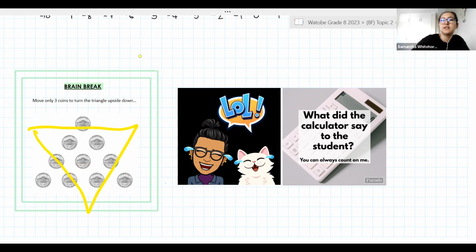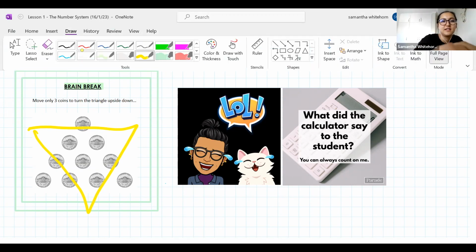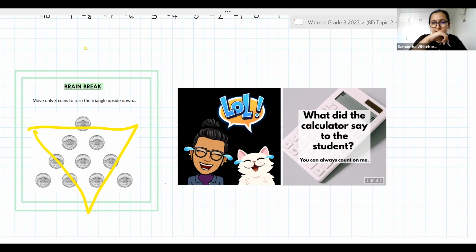And I see another hand. Tingo, do you want to help us out? Yes, ma'am. Ma'am, I think yeah, you move the bottom coin, the bottom right coin to the top. Okay. Both of these two. Yes, then the one at the top we go down.